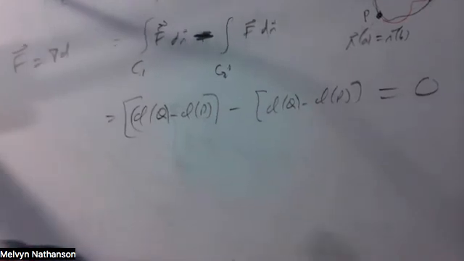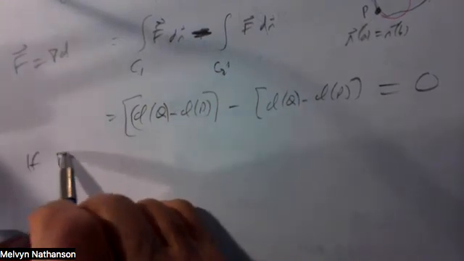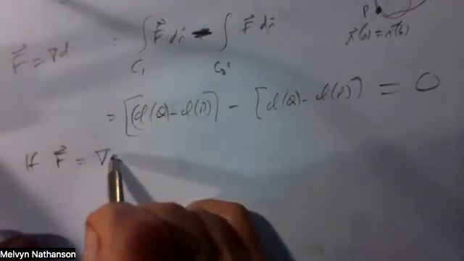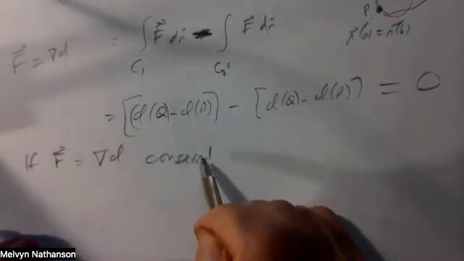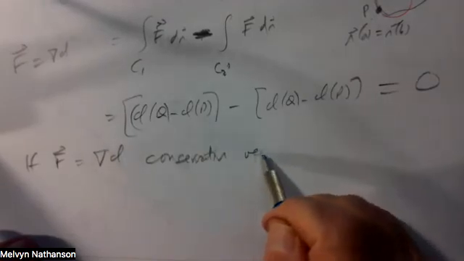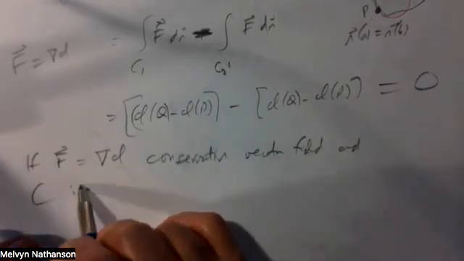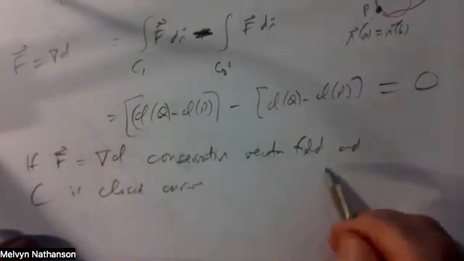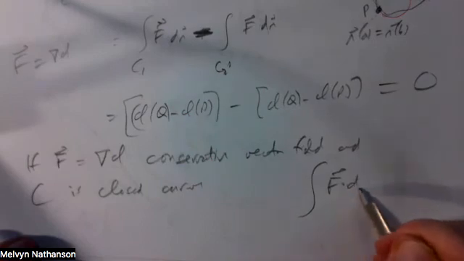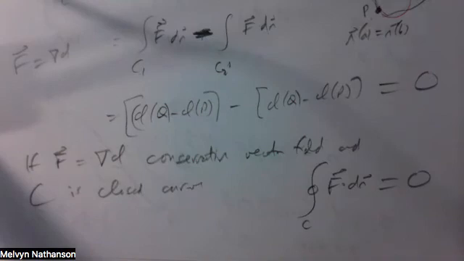So we've now proved the second fundamental fact about conservative vector fields. If F is a conservative vector field in any number of dimensions, 2 or 3, and C is any closed curve, then the integral of this vector field along this closed curve is always 0, right? Because you're starting and ending at the same place.